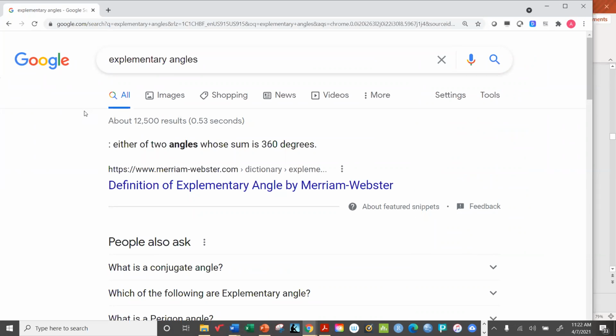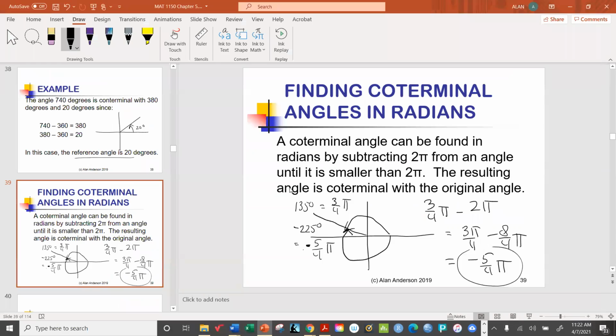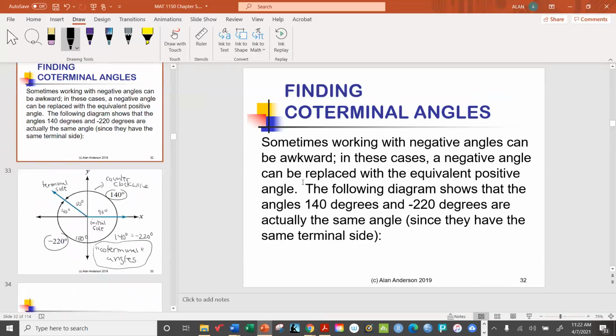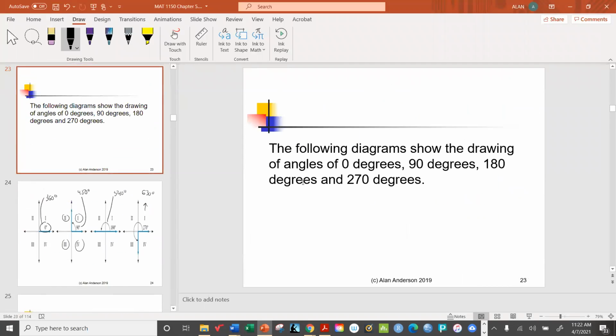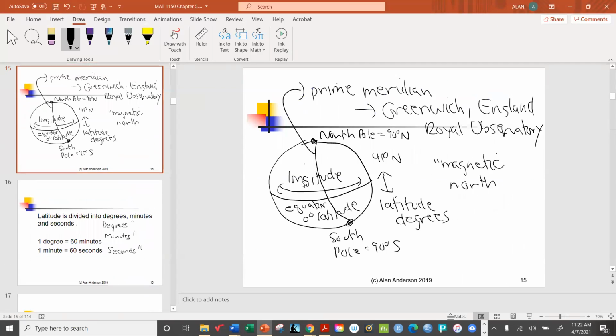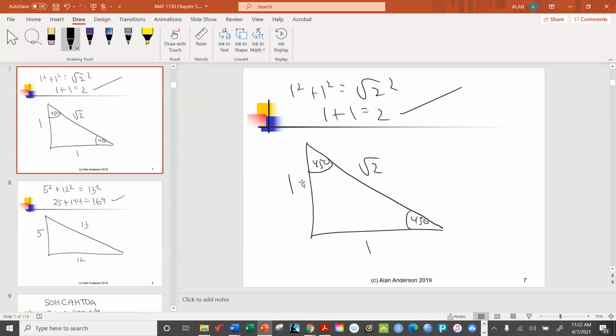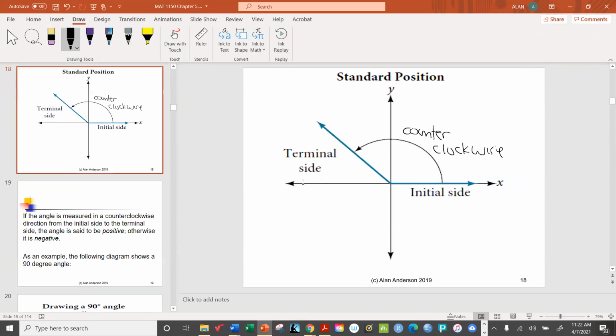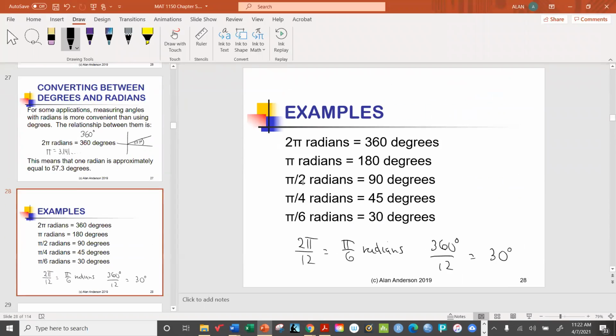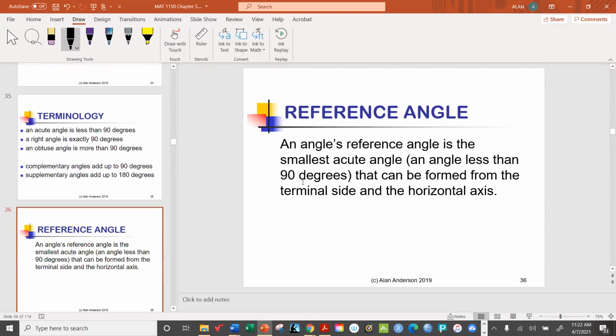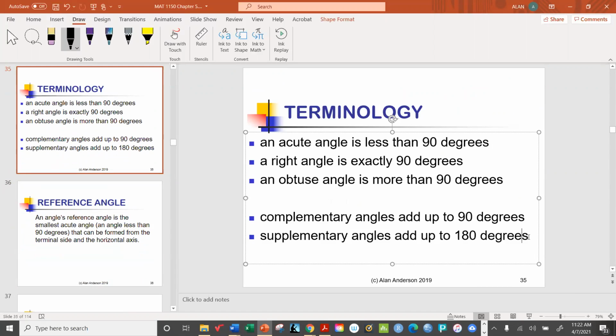What was the problem? Why was it so hard to find it? According to Merriam-Webster, who knows what they're talking about, it's called explementary. I've never heard of that word before. Explementary. Well, we better add that to our list. Oh boy, where's my list? Ah, here we go. Explementary. Wow, what a weird word that is.